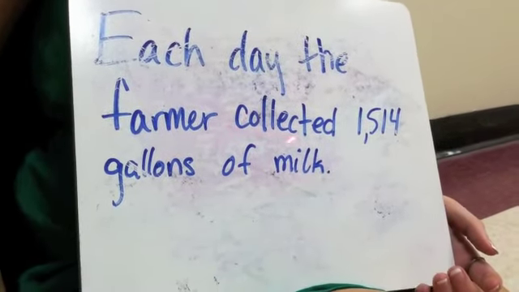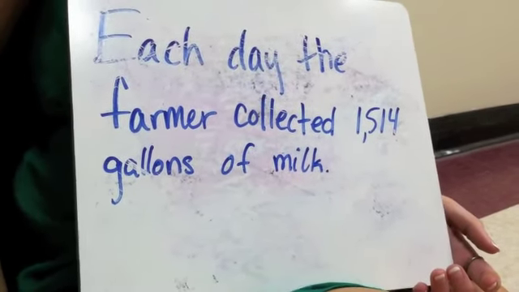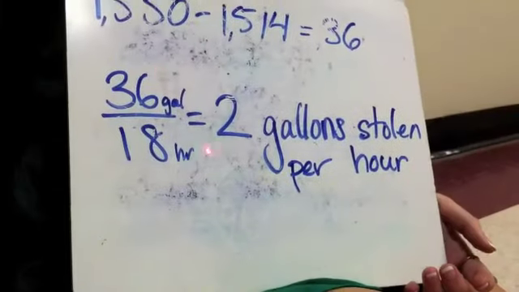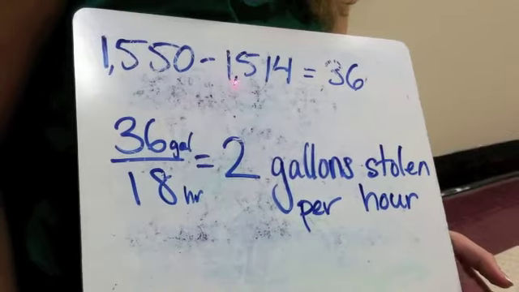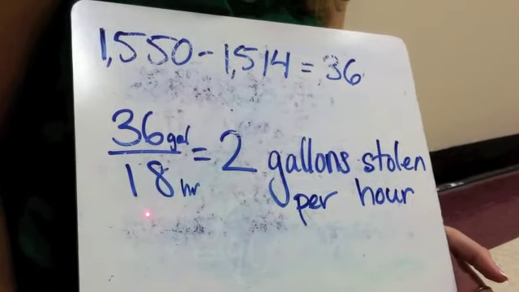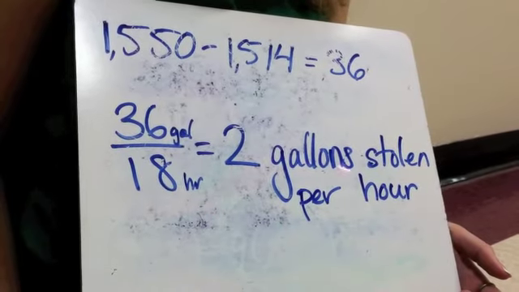Each day, the farmer collected 1,514 gallons of milk, not the total amount of milk that he needs. The total minus the amount that is collected is 36 gallons. 36 gallons divided by 18 hours shows that 2 gallons per hour was stolen.